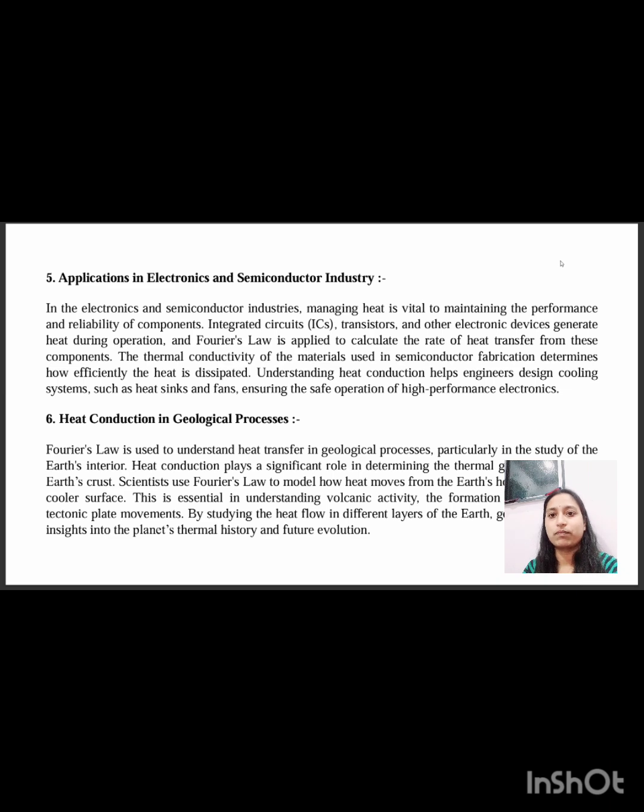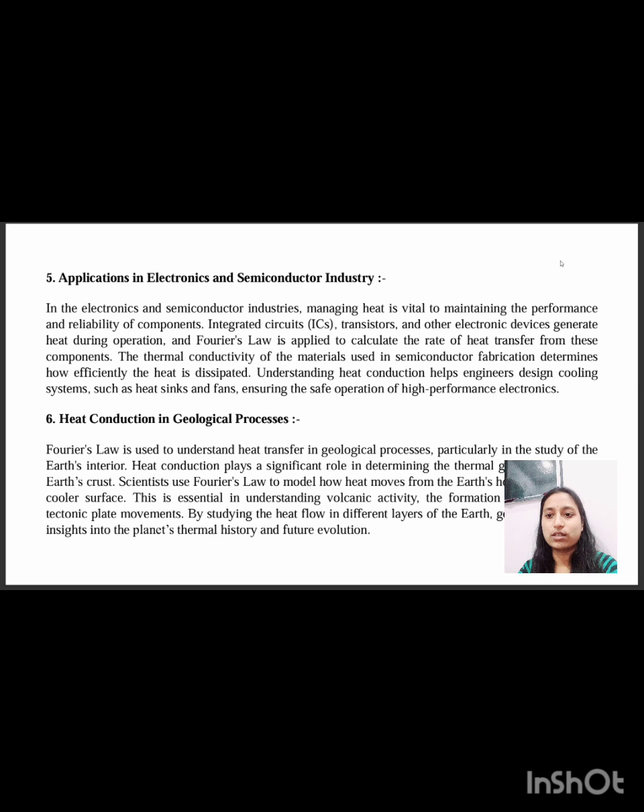performance electronics. Sixth one, heat conduction in geological processes. Fourier's law is used to understand heat transfer in geological processes, particularly in the study of the Earth's interior. Heat conduction plays a significant role in determining the thermal gradient inside the Earth's crust. Scientists use Fourier's law to model how heat moves from the Earth's hot core towards the cooler surface.